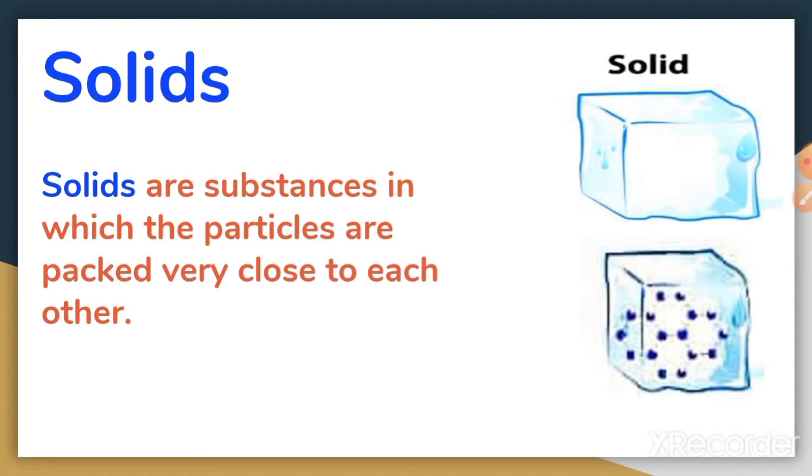In solids, particles are tightly or closely packed, and the gaps between the particles are tiny, and hence it is tough to compress them. So there are a few characteristics of solids: it has a fixed shape, it has a fixed volume. Molecules in a solid are very tightly packed. We cannot compress it. Solids are heavy and solids do not flow.